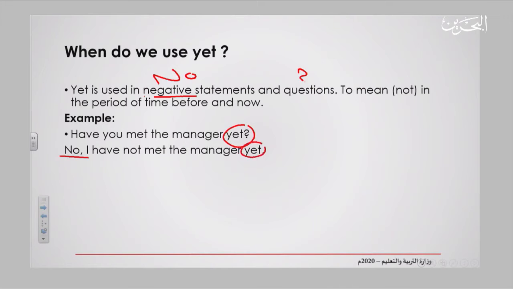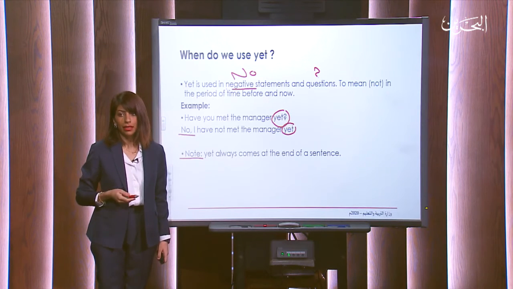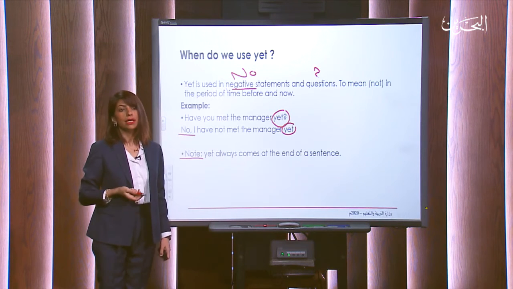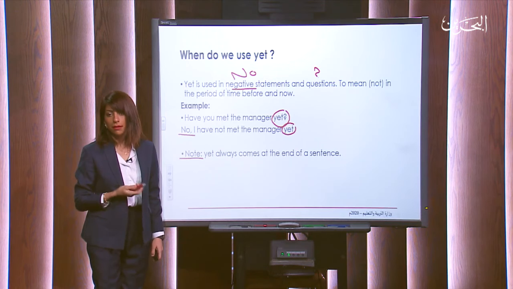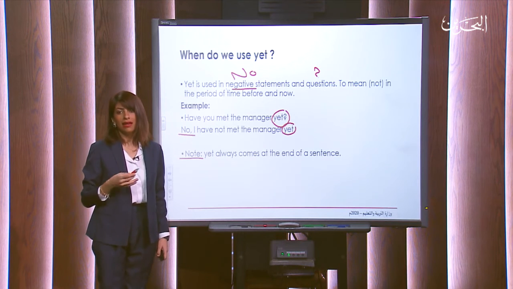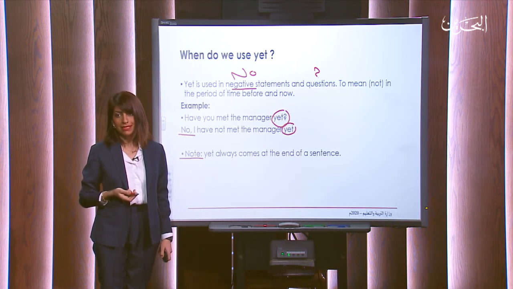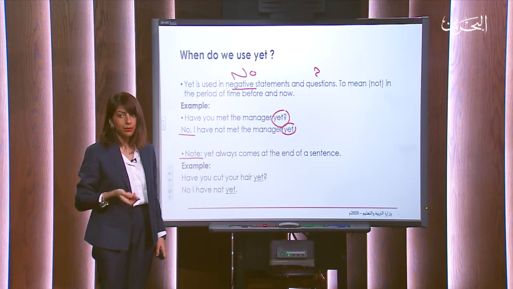And as I said, it has to come at the end of the sentence. And this is the note that I would like to bring to your attention. Yet always comes at the end of a sentence. It's not the same as already. Already is flexible. It could come at the end or in the middle, but yet can never come in the middle of a sentence.